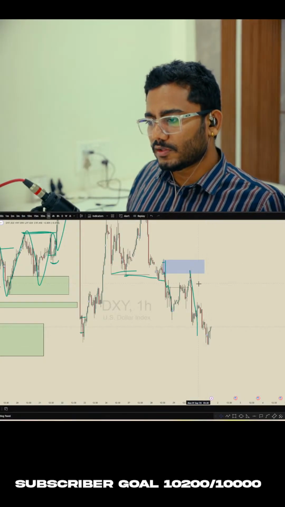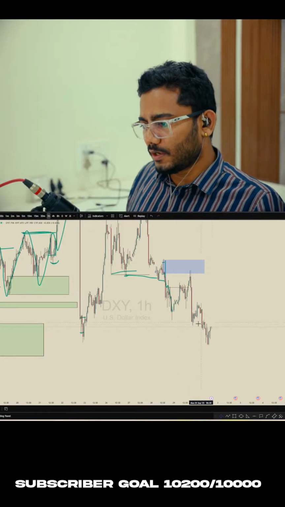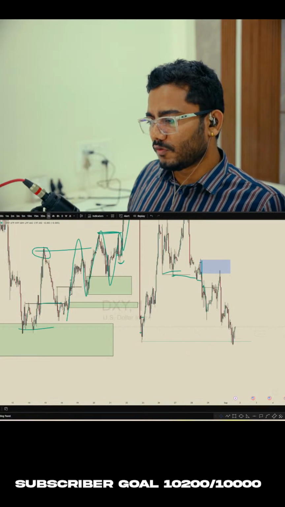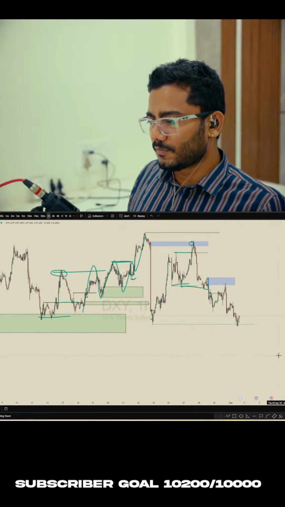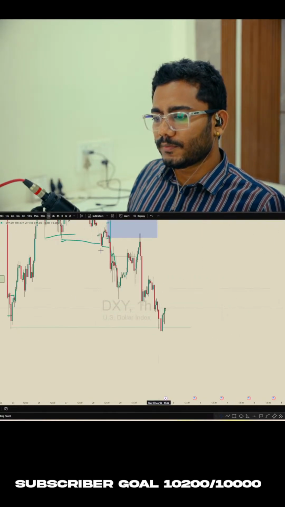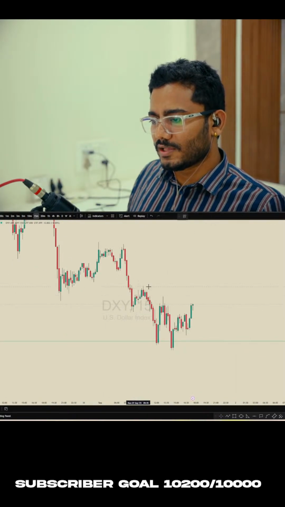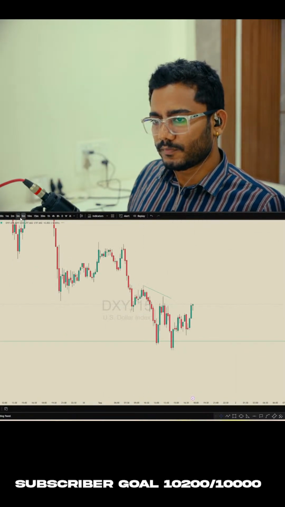So if you look at DXY, then price reacted from this order block. And there is a structure break to the downside, so price has swept the liquidity from this low. And if you look at this zone, then I think this zone has been mitigated over here.